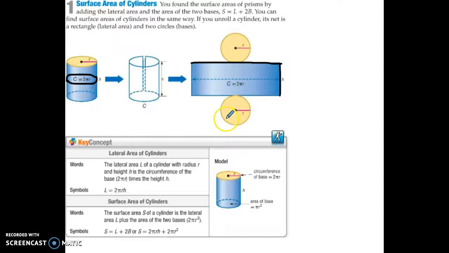Okay? And then I have these two circles. Well, we did circles last chapter also. Area of a circle is pi r squared. Okay? And I have two of them, correct? One here and one on the bottom, that are the same.